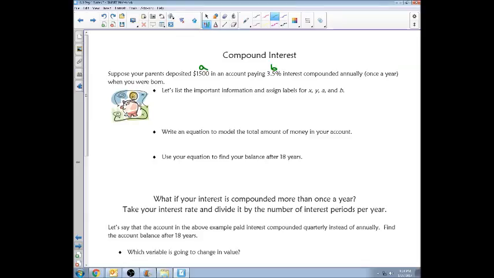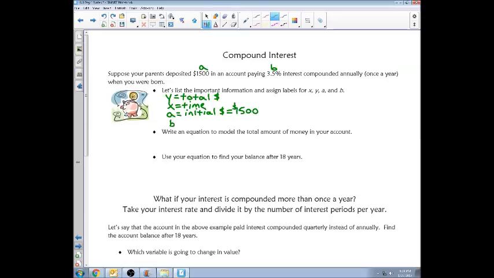Okay? Let's list the important information. Well, our Y is going to be our total amount of money that we're going to find. Our X will be our time. They haven't told us how many years down the road we're looking at. Our A is our initial amount of money, which in this case is the $1,500.